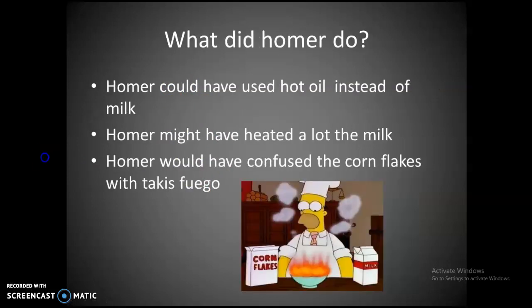Another example. What did Homer do? You can look at the picture, and the dish is on fire. The first deduction is, Homer could have used hot oil instead of milk. We have another deduction. Homer might have hated the milk a lot. And then, Homer would have confused the cornflakes with taquis.